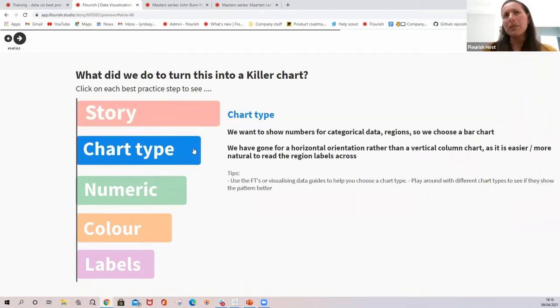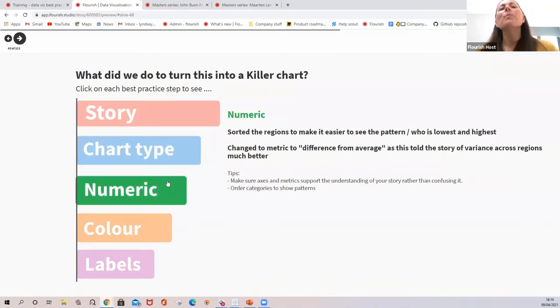We wanted to show numbers for categorical data, and so that's why we chose the bar chart, and we wanted to compare magnitudes of those numbers. And we went for horizontal orientation rather than a vertical column chart, because it's easier to read, it's helpful when labels are long, and it's better for mobile phones. We sorted the regions to make it easier to see the pattern, who is highest, who is lowest.